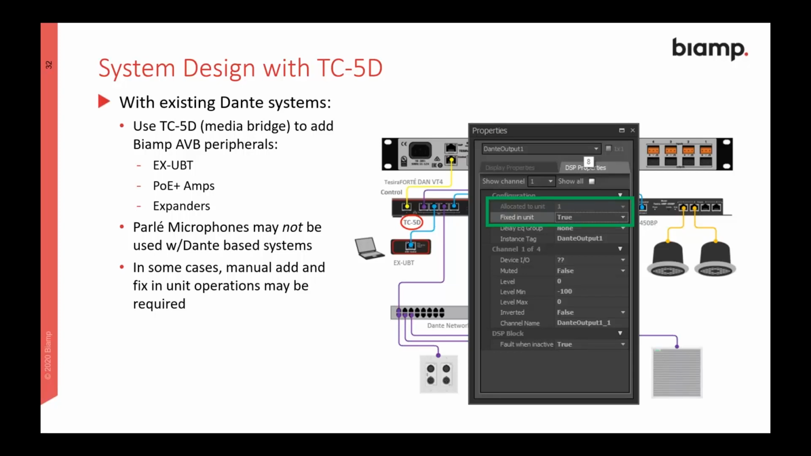And so therefore, you will have to force the compiler to consider a Dante option. In this case, you'll need to add a Dante block into the configuration and fix that block into the unit. So if there's just one DSP device, which is unit 1, if you allocate it to Dante block unit 1, then the compiler is forced to consider a Dante solution.